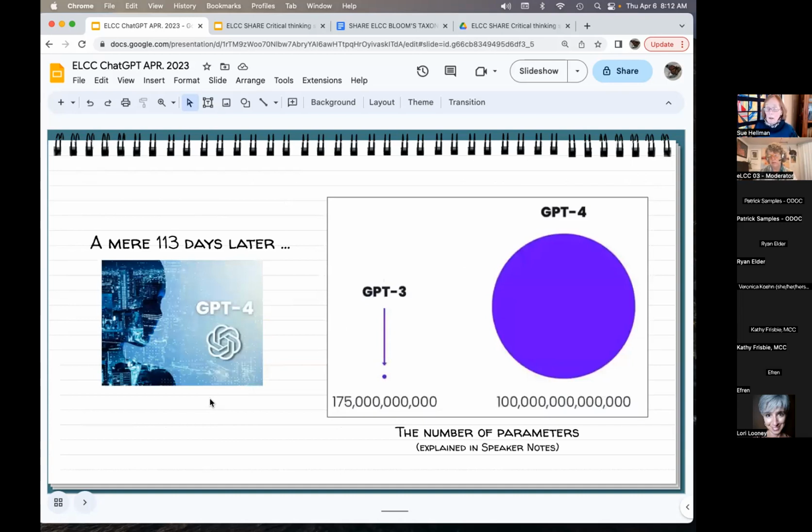So here we are about 113 days later, and ChatGPT 4 is on the scene. ChatGPT 4 is huge. From what I've read, it works 5 to 8 times faster. This, for those of us who have struggled to read big numbers, 100 trillion parameters. Parameters are explained in the speaker notes for those of you who aren't sure of what that means.